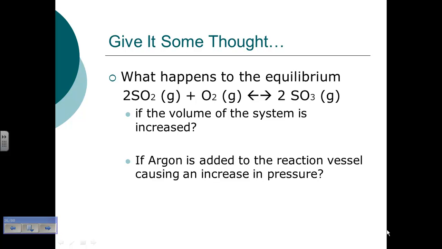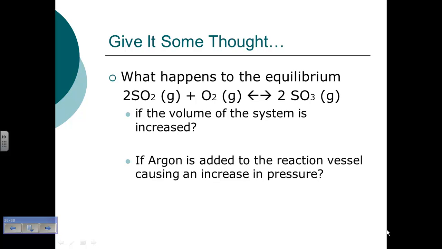So let's look at this example and see what we think. Here we have 2 gaseous moles of sulfur dioxide with 1 gaseous mole of oxygen in dynamic equilibrium with 2 gaseous moles of sulfur trioxide. I have a total of 3 gaseous moles to the left on the reactant side and 2 gaseous moles on the right. We call that the product side. So what would happen to the equilibrium if the volume of the system increased? Let's consider that first. Kind of talk through a strategy here.